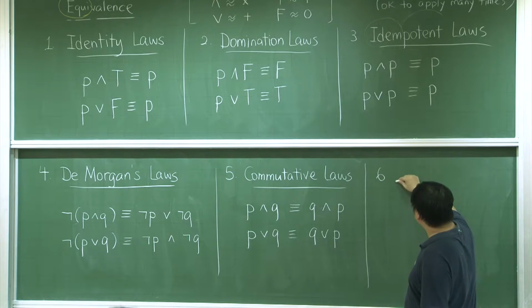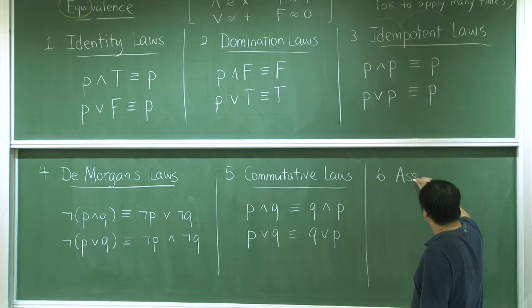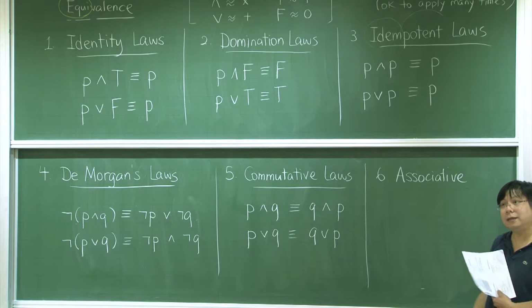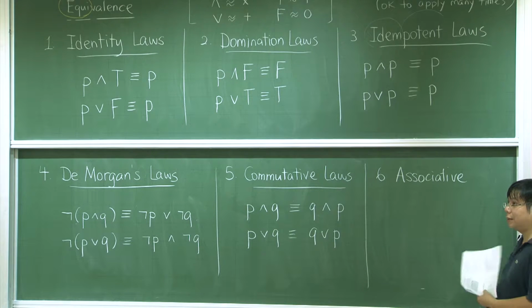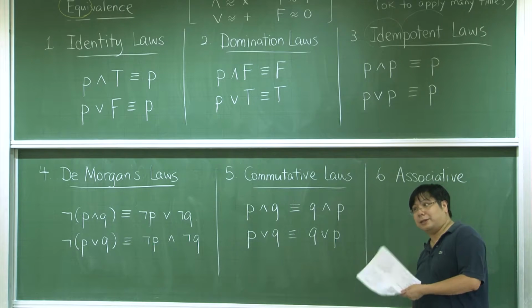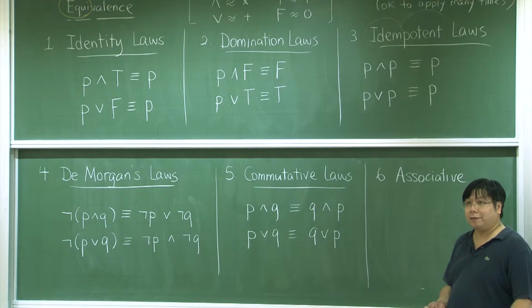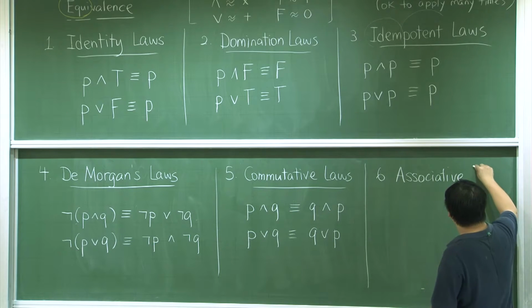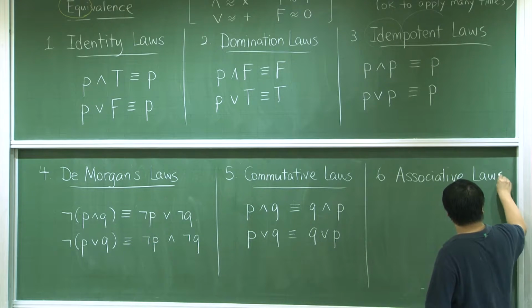Next one is associative law. All this law also happens to appear in your algebra course or in arithmetic course. Like 5 plus 3 is equal to 3 plus 5. 5 times 4 is equal to 4 times 5. Okay, commutative law. So associative law is this one.